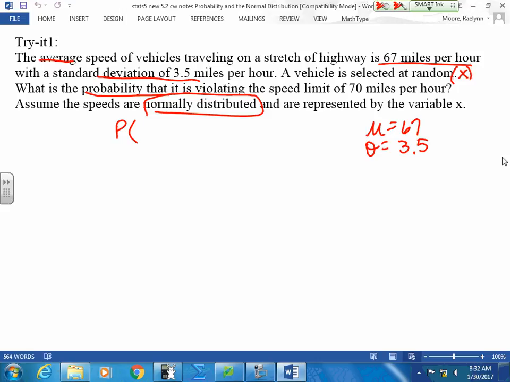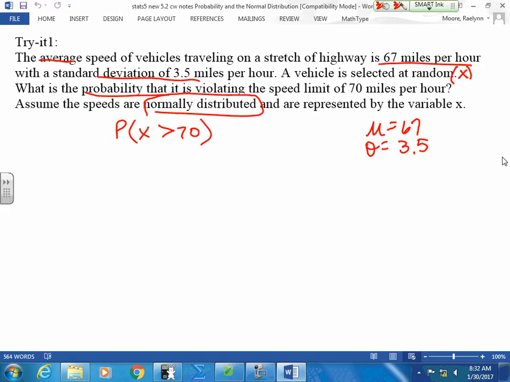So you're going to make me a probability statement for this guy. So how would I say this? X is greater than 70. Do I want him to be less than 70? No, I want him to be greater than 70. We'll do the equals, but not yet.